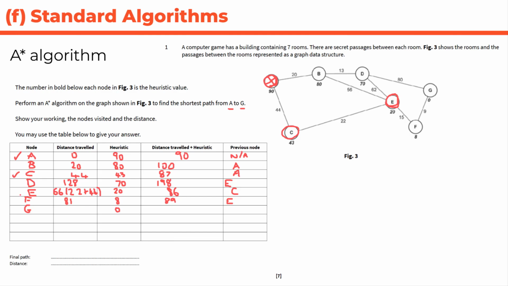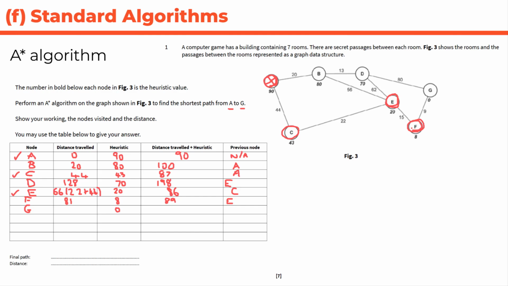Now, I've done E, tick that off. So let's look at B. B's got a cost of 100. Let's look at D. D's got a cost of 198. And let's look at F. F has a cost of 89. So F has the lowest cost out of those three. Therefore, we jump to F.